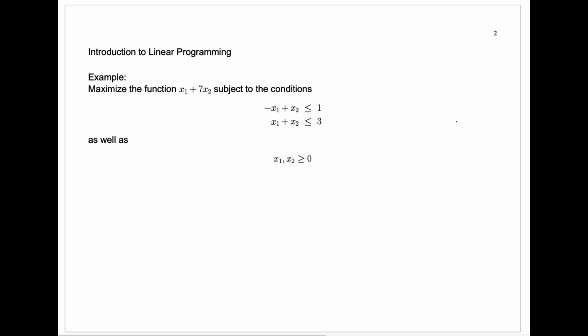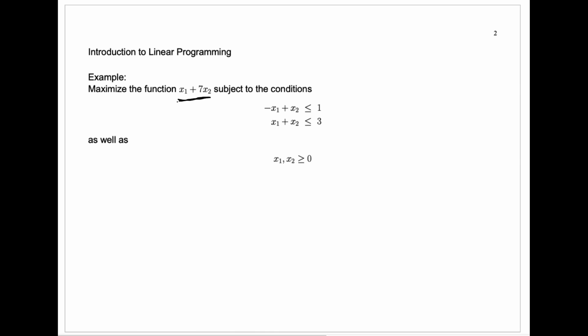A linear programming problem is one where you want to maximize a function called the objective function. In this case, that function will be a function of 2 variables, x1 and x2, but in general it could be a very large number of variables. So this is our objective function. I'll use x1 plus 7x2.